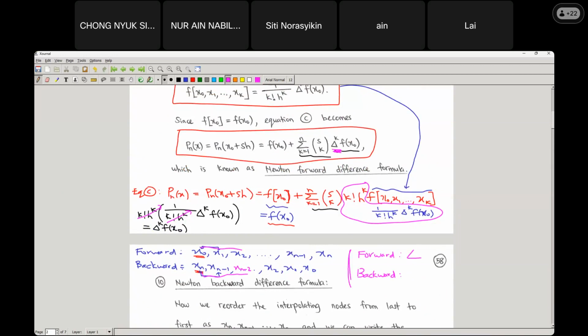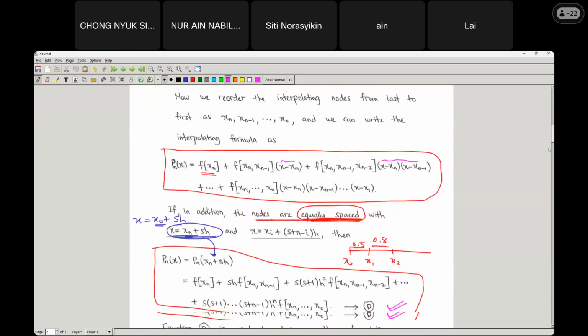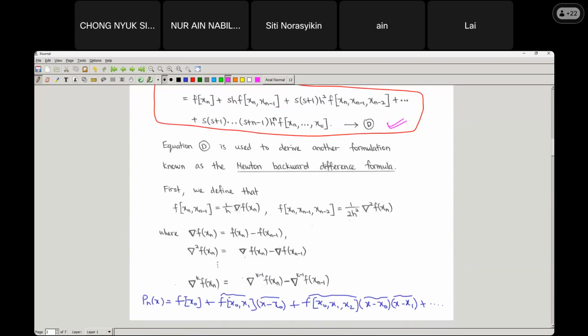This is the triangle. This is the upside down triangle. So what you're going to do is the same thing. f[xn, xn-1] is equivalent to 1 over h times the backward triangle, the upside down triangle fn. If you have this, it's also the same as the forward.